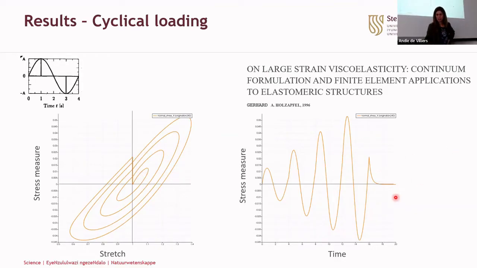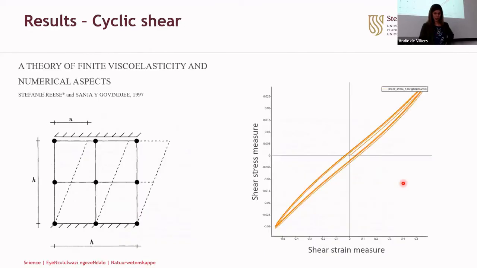There's another thing that we can see from this benchmark example. If we plot the stress measure against time, at this point the displacement is 0, but the stress isn't 0. So it takes a while to go again to the equilibrium point, and we call this stress relaxation. Okay, and then the last example is also cyclical loading, now of the same amplitude, but by shearing the block. And we see it's also a very good qualitative comparison to what's in the literature.